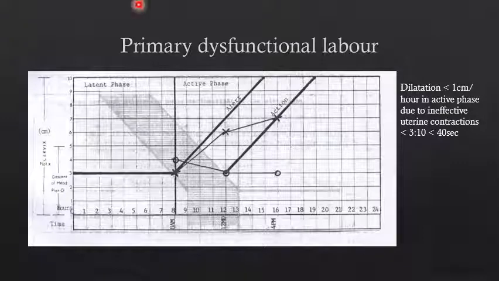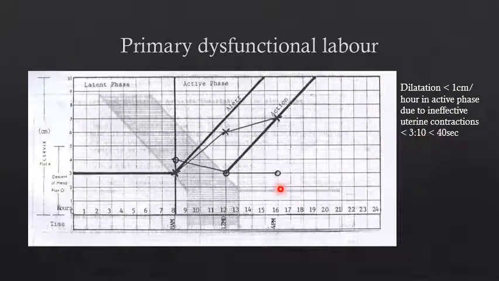So you need to know what is a primary dysfunctional labor and what is a secondary arrest. Primary dysfunctional labor is when initially there is progress of the labor, and then subsequently there is inadequate progression because of inadequate contraction. Adequate progress is at least 1 cm in 2 hours. So if you see there is a delay here, it is because the contraction is ineffective.